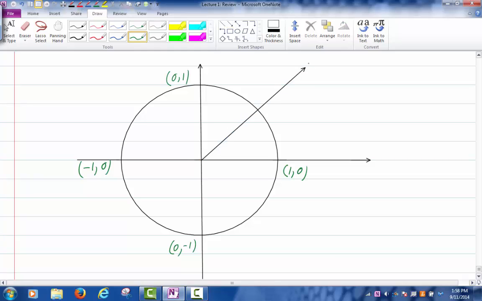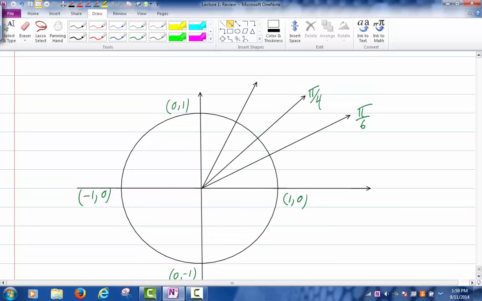So 45 degrees means pi over 4, right? And what is 30 degrees? That's pi over 6. So let's say pi over 6 is this angle, pi over 6. So that's 30 degrees. And then what is pi over 3? That's 60 degrees. So this would be pi over 3. And so we get the points here, here, and here.